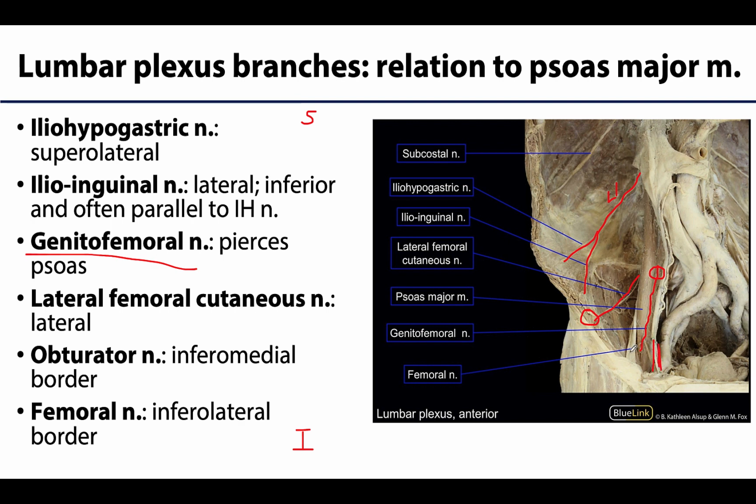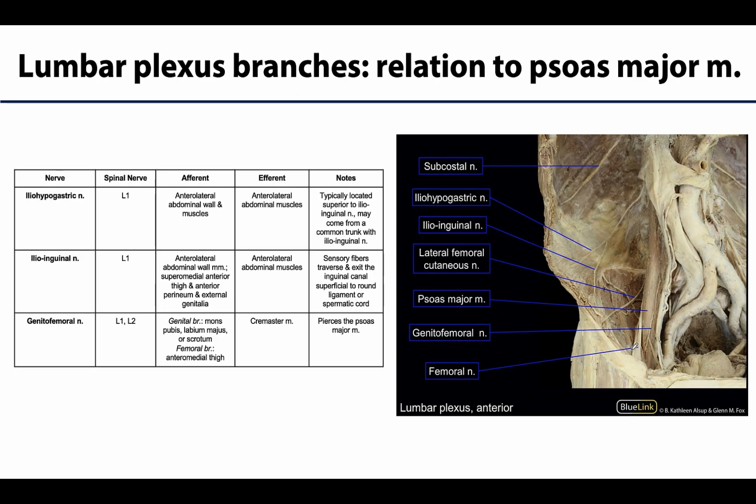Whereas the femoral nerve, which is the largest branch of the lumbar plexus, is going to be located on the inferolateral border. And you can see that one here. You don't have any arteries or veins blocking its view. So both of these nerves, both the obturator and the femoral nerve, are hugely important in terms of musculoskeletal anatomy, in terms of innervating large portions of the thigh musculature and skin. So we'll definitely put a pin on those, and we'll come back to those in more detail later.